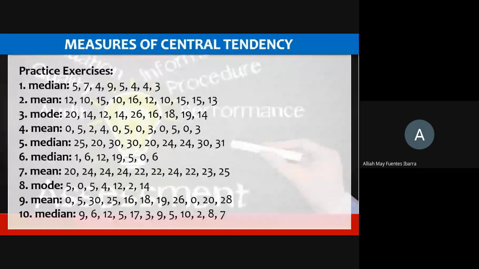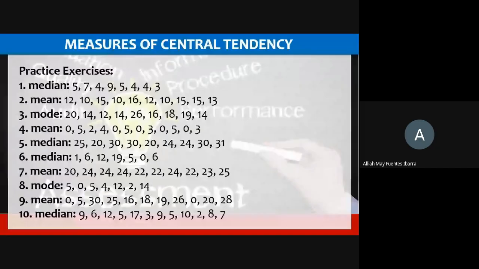Good morning po. Number 1 po ay 4.5. Number 2, 12.8. Number 3, 14. Number 4 po ay 2.25. Number 5, 25. Number 6, po. Number 7, anong number 6? Wait lang, hindi ko narinig yung 6. 6 po. 7. 23 po.